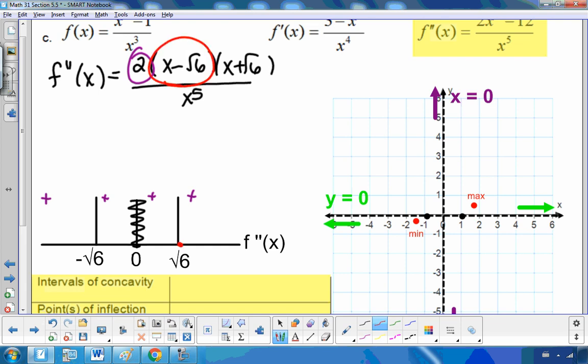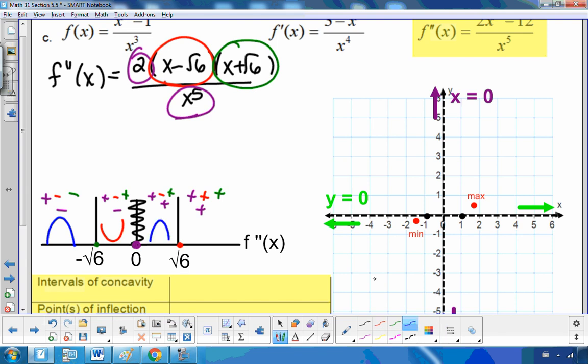x minus root 6 is 0 here, so to the left it's negative, to the right it's positive. x plus root 6 is 0 at negative root 6, so to the left it's negative, to the right it is positive. And x to the fifth is 0 here, so to the left it's negative, and to the right it is positive. So 3 negatives make a negative, which means this is concave down. 2 negatives make a positive, so this is concave up. 1 negative means this is concave down, and all positives mean this is concave up.